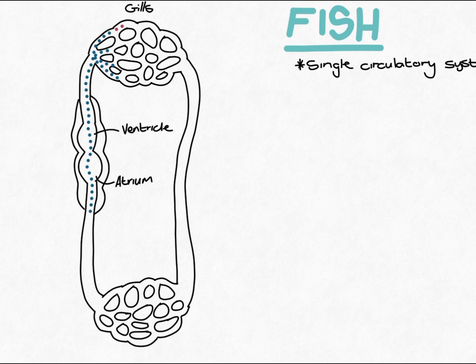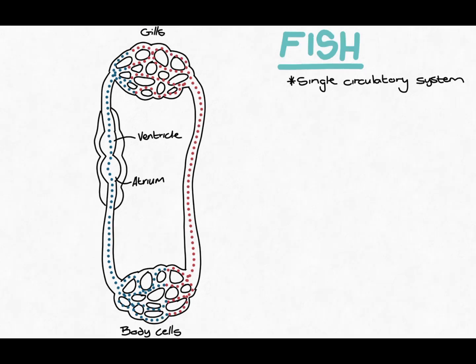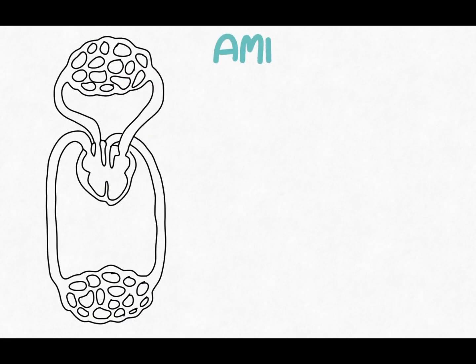Here, the deoxygenated blood will be oxygenated by the oxygen in water, and then oxygenated blood will move through the rest of the body towards body cells where the oxygen will be used out of the blood. The deoxygenated blood will then move back towards the two-chambered heart. Next, we're going to have a look at the amphibian heart.